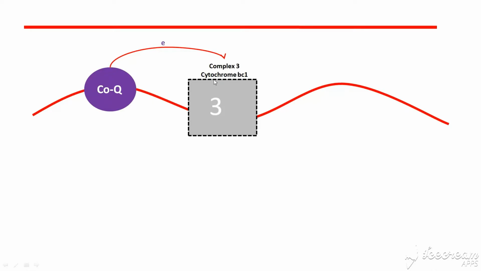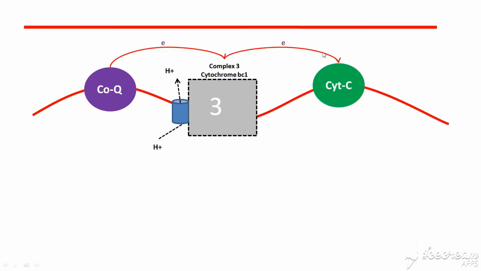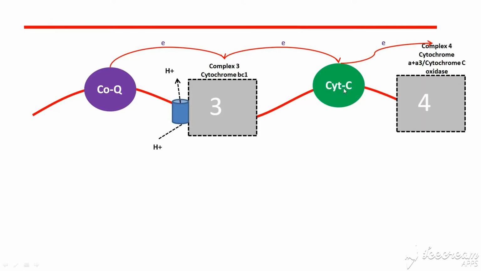Complex 3 is also called cytochrome BC1. Now, when complex 3 gains this electron, it's going to enter a high energy state, and that's going to allow it to pump hydrogen ions from the mitochondrial matrix into the intermembrane space. So after it's done pumping, complex 3 is then going to give its electron to cytochrome C. Cytochrome C is then going to give that electron to complex 4. Complex 4 is also called cytochrome A plus A3 or cytochrome C oxidase.